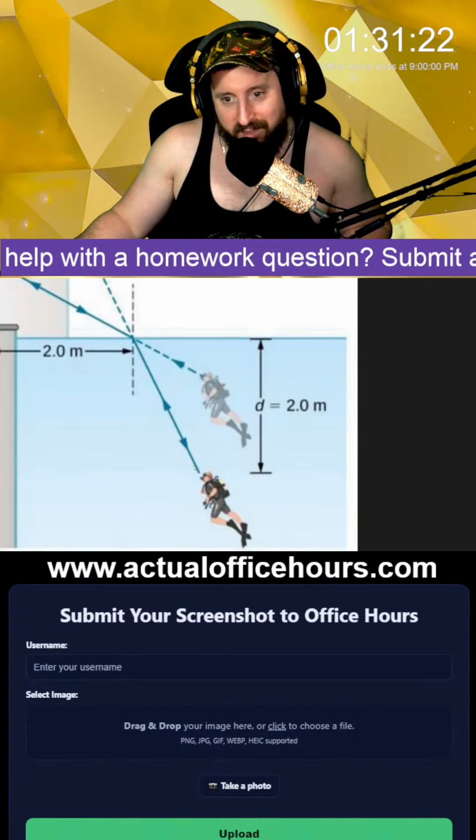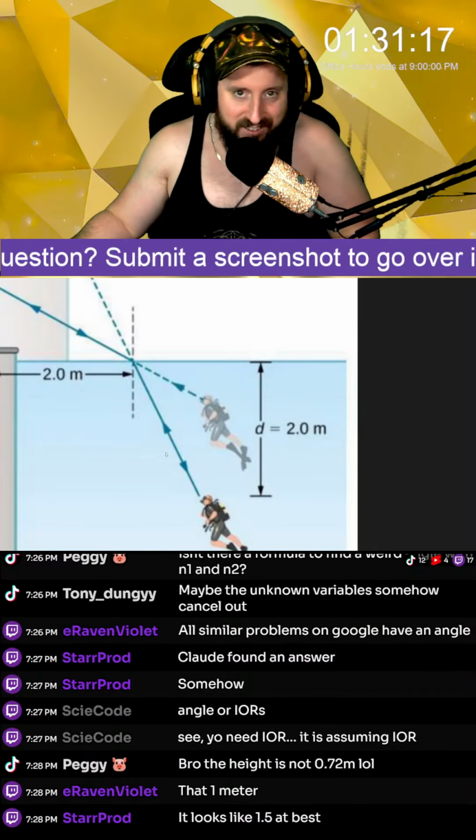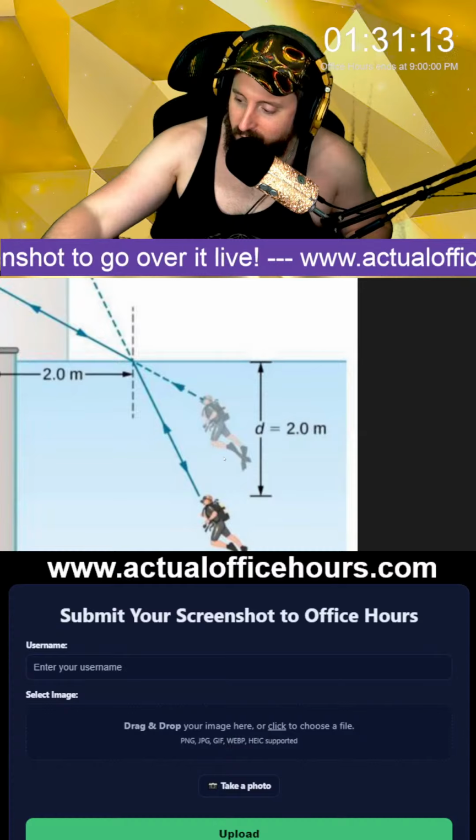No, nothing's ever drawn to scale. Don't worry about it, guys. Nothing's ever drawn to scale. You can't trust the diagram that way. Yeah, this question's no good. Okay, cool. All right, yeah.